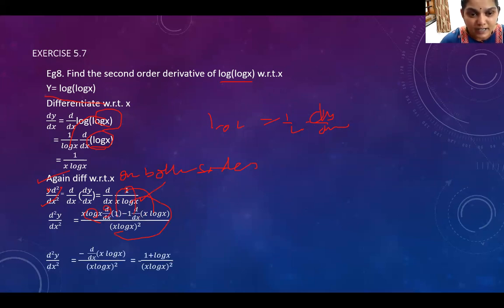So d by dx of 1 will vanish because it becomes 0. Then I have a minus sign. D by dx of x log x means x into the derivative of log x, which is 1 by x, plus log x into the derivative of x, which is 1. So thus x cancels, and I get 1 plus log x, divided by x log x the whole square. The denominator is kept as it is.